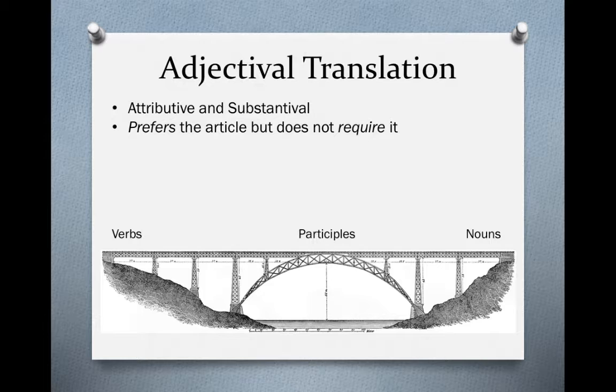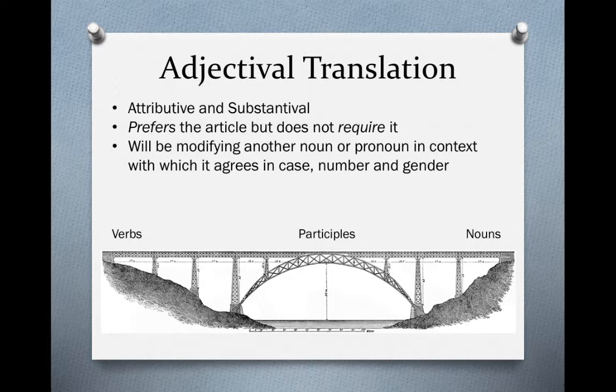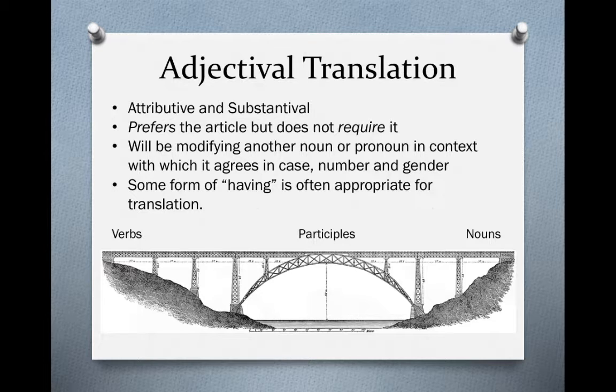In other words, when there's no article, generally it's adverbial, but sometimes it will be more adjectival. And they will be modifying another noun or pronoun in the context with which that participle agrees in case, number, and gender. And some form of having is often appropriate for translation.